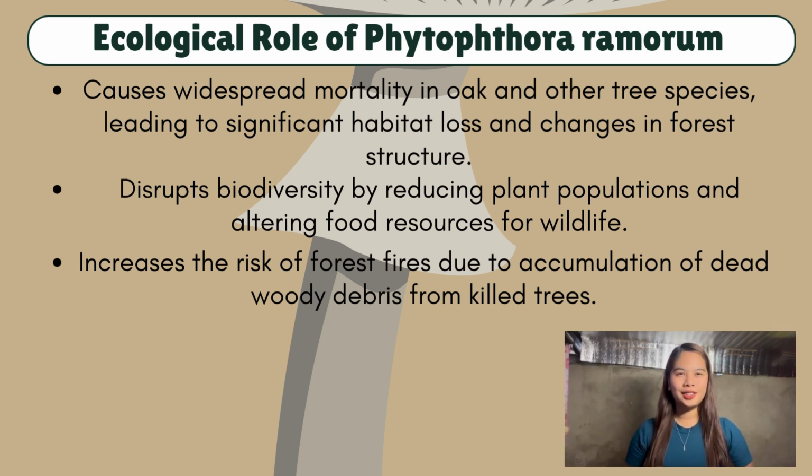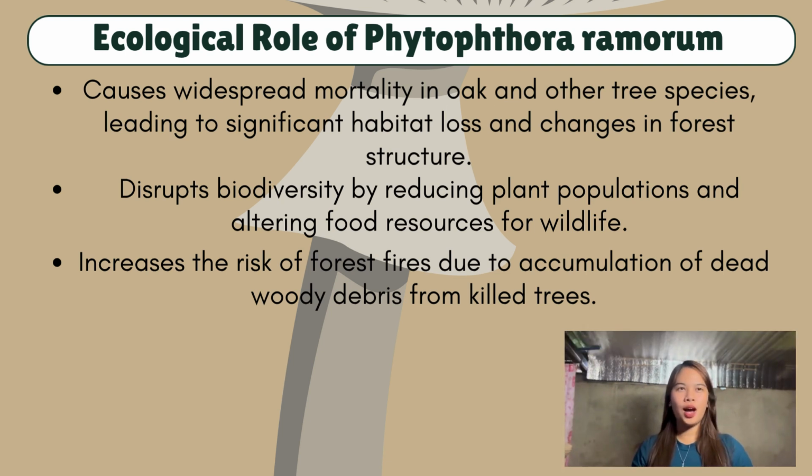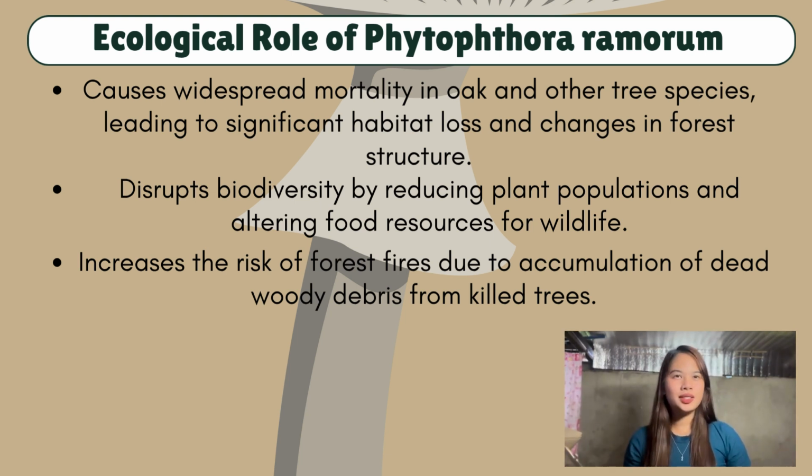Phytophthora ramorum is a destructive plant pathogen that plays a significant ecological role by impacting forest health, biodiversity, soil quality, and wildfire risk. Phytophthora ramorum causes widespread tree mortality, especially in oaks and tanoaks, which leads to significant forest habitat loss and altered ecosystem structure by removing key tree species. It also reduces biodiversity by killing host plants and changing the forest composition, which disrupts food webs and negatively affects the wildlife habitats dependent on those plants.